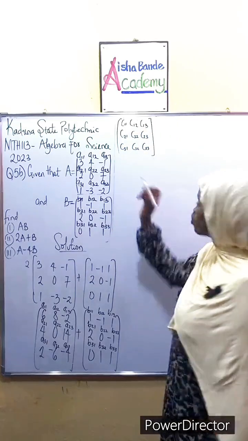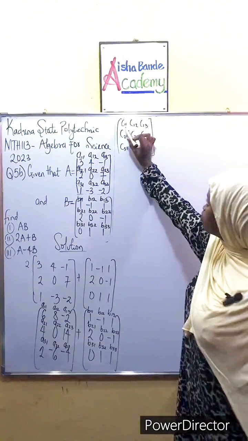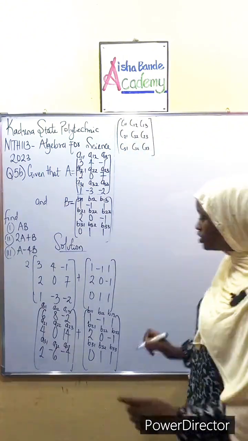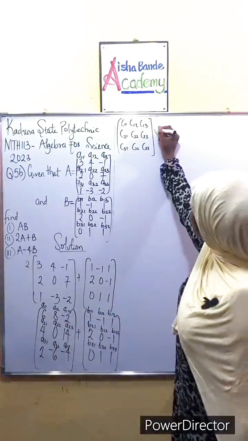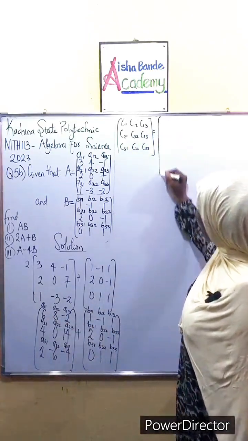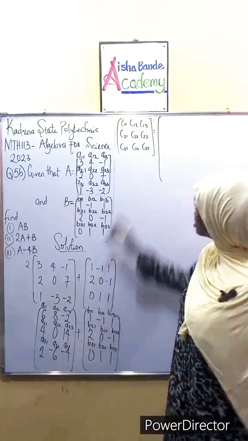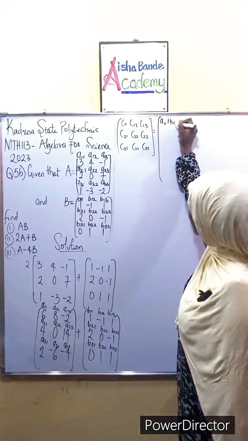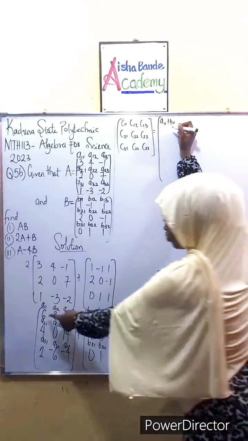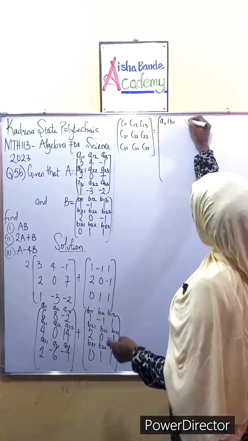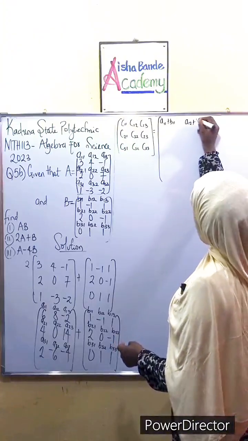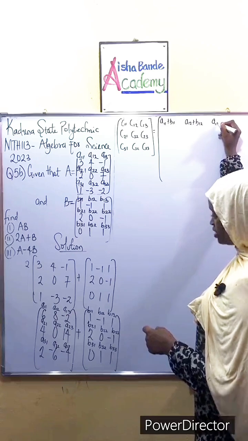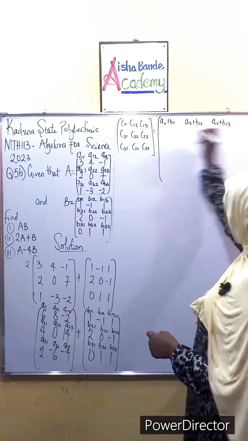Okay, so basically for us to get the values of all the elements in matrix C, all we need to do is to add up. So let me write out how to add this. For us to get C11, C11 is going to be A11 plus B11. Then for us to get C12, it's going to be A12 plus B12. Then for us to get C13, it's going to be A13 plus B13. That's for the first row.